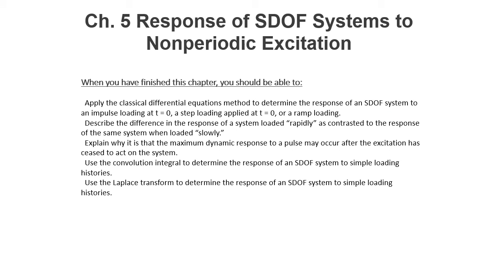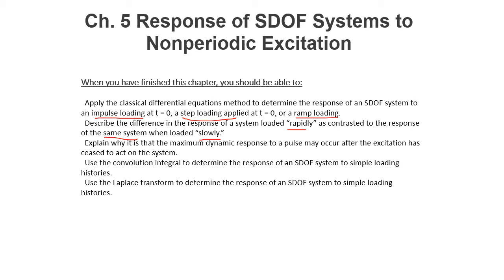So for Module 5, we're going to be looking at Chapter 5 in our textbook, with the response of single degree of freedom systems to non-periodic excitation. Now within this module, we want to be able to apply the classical differential equations method to determine the response of a single degree of freedom system to impulse loading at time equals 0, step loading at time equals 0, or ramp loading. We're also going to want to be able to describe the difference in the response of a system loaded rapidly as contrasted to the response of the same system when loaded slowly.